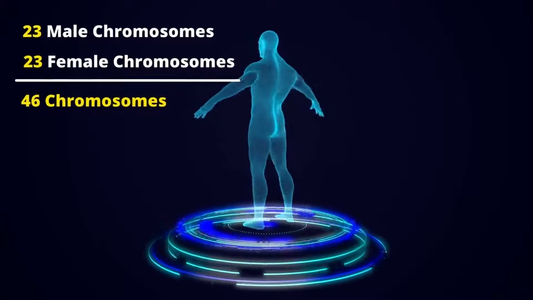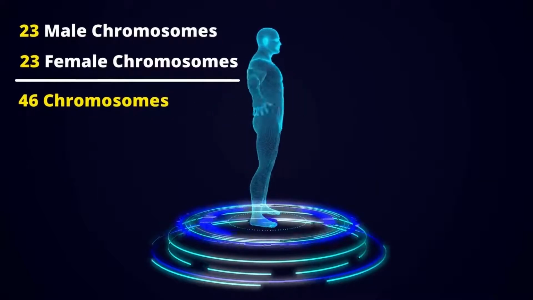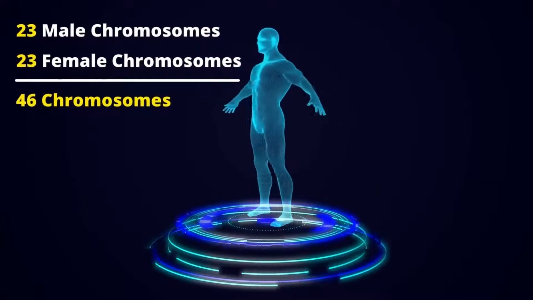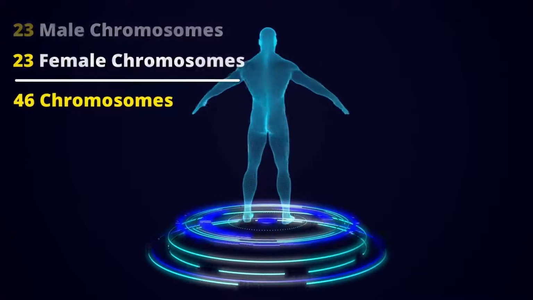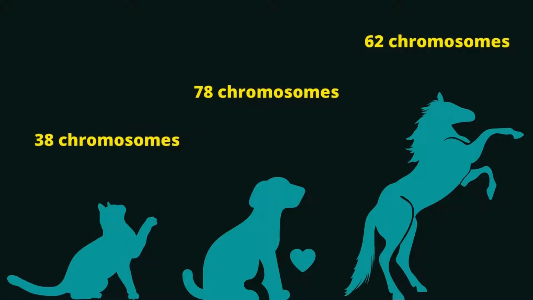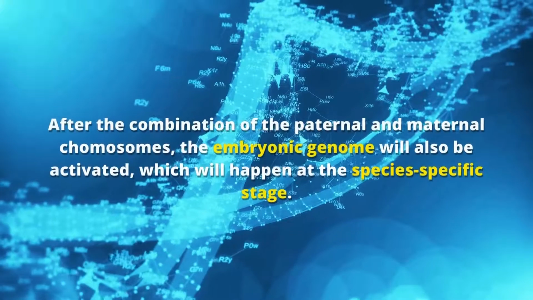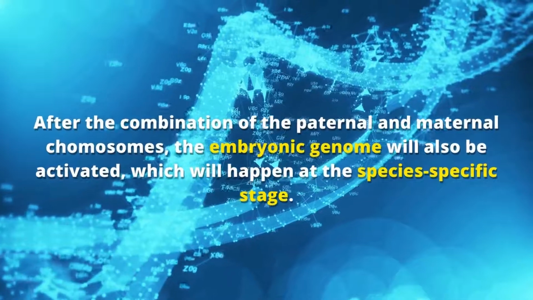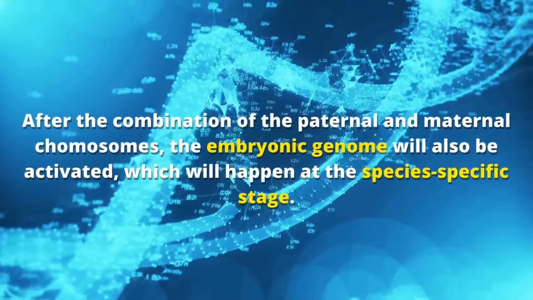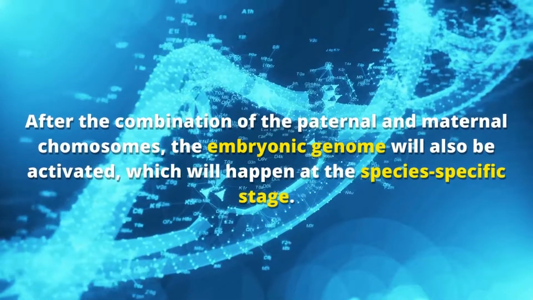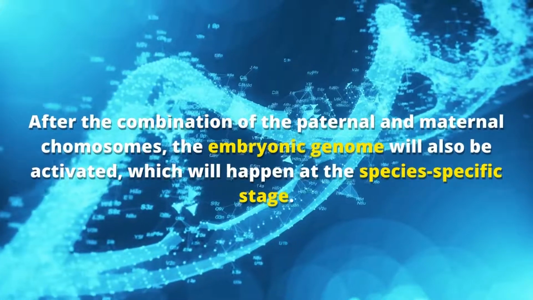Humans have 46 chromosomes, and that's 23 chromosomes from male and 23 chromosomes from female, while cats have 38 chromosomes. Dogs have 78 chromosomes, and horses have 62 chromosomes. After the combination of paternal and maternal chromosomes, the embryonic genome will also be activated, which will happen at a species-specific stage.